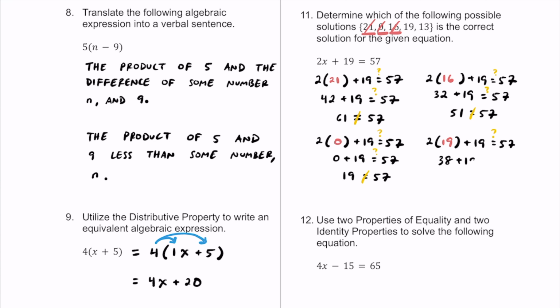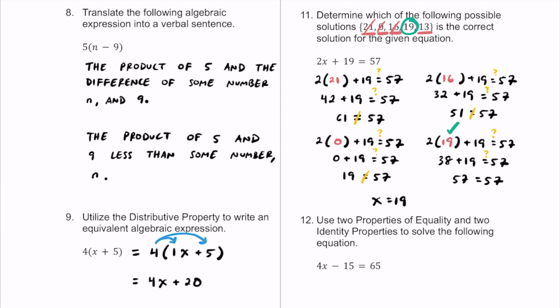38 plus 19, I guess we have to ask ourselves, is that equal to 57? Well, 38 plus 19 happens to be 57. So since 57 equals 57, then this 19 must have been the solution. So we can go ahead and conclude here that this is our solution that we were looking for, this 19. And so we can say x equals 19. That would be the value that makes this equation true.